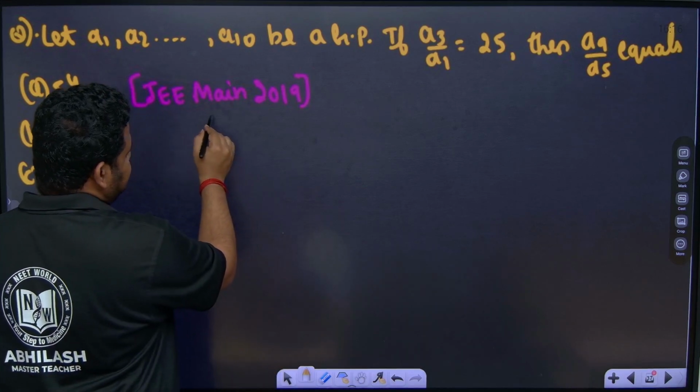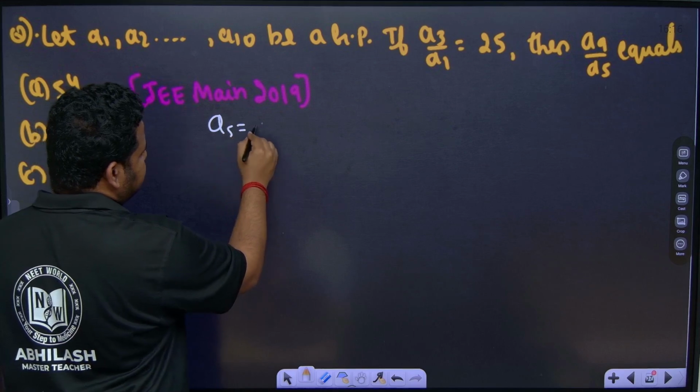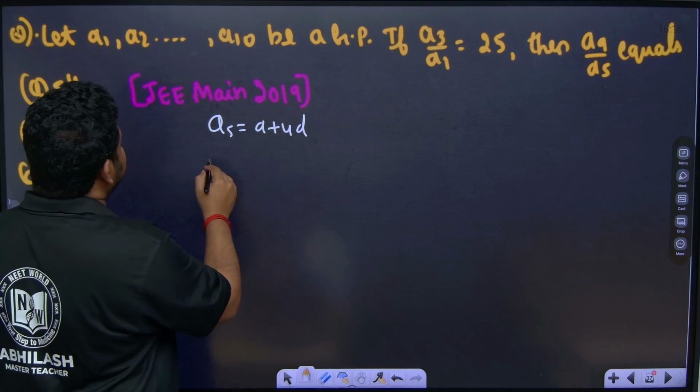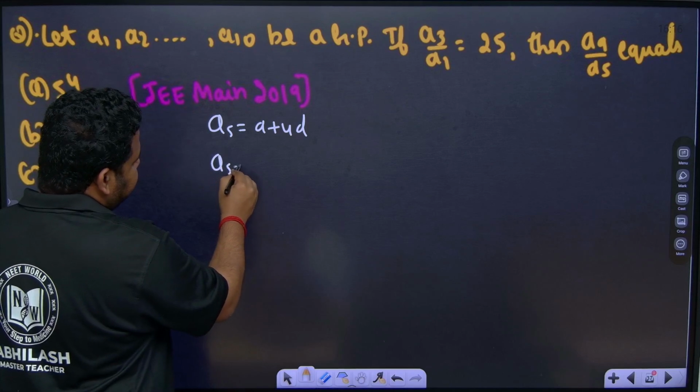Suppose I write A5 in an AP, we used to write it as A plus 4D. Correct? Now suppose this is a GP; if I write A5, what should I write?